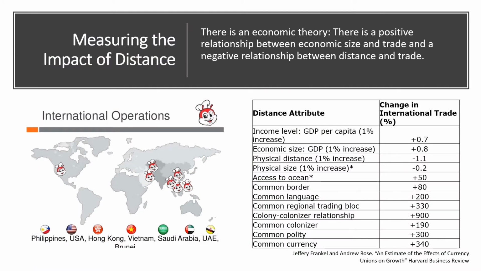There is an economic theory saying that there is a positive relationship between economic size and trade, and a negative relationship between distance and trade. In the chart, you can find the distance attributes that have to be considered for an international company. It is an estimate of the effects of currency unions on growth. It is urgent to start evaluating other attributes in order to start creating new expansion strategies.